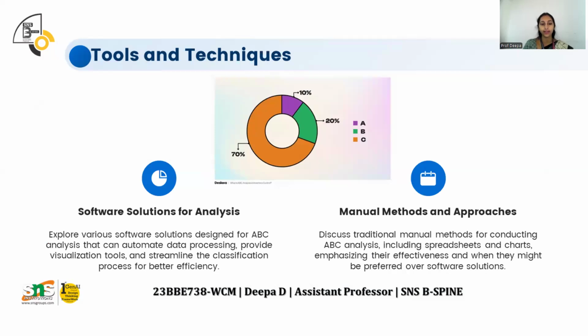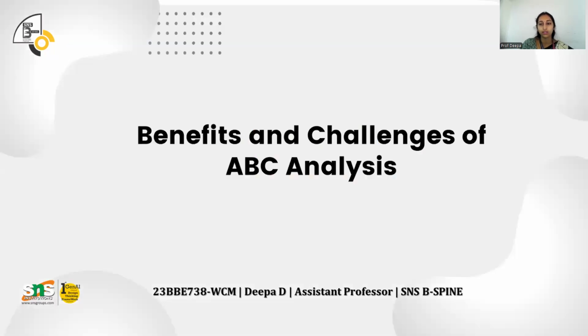And next is tools and techniques. First one is software solutions for analysis, and then manual methods. Both are possibilities that you can use for categorizing as A, B, C. See here in this diagram, A as 70%, B as 20%, and C as the least important at 10%. So A, B, C, you are categorizing in that way. You can use software solutions in that way, or you can simply calculate manually and say, yes, these are the goods based on this: A item, B item, and C item.